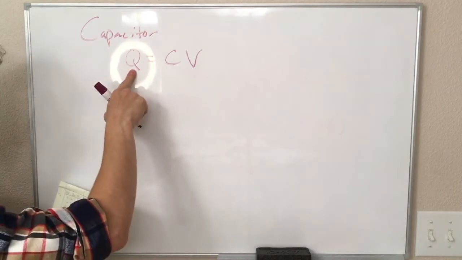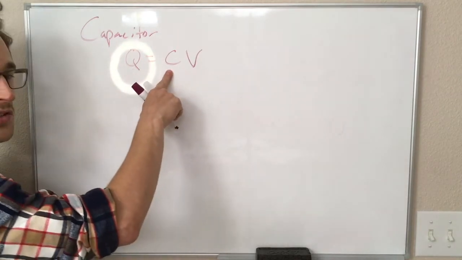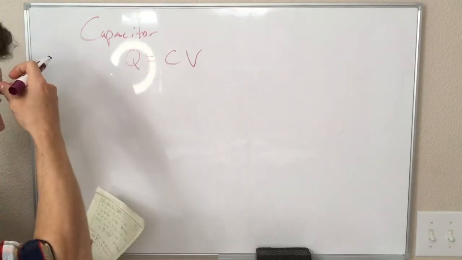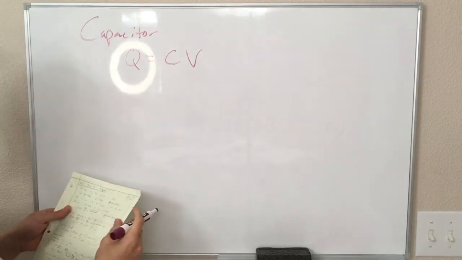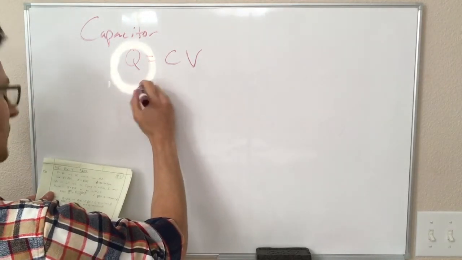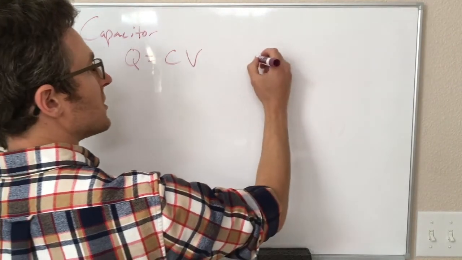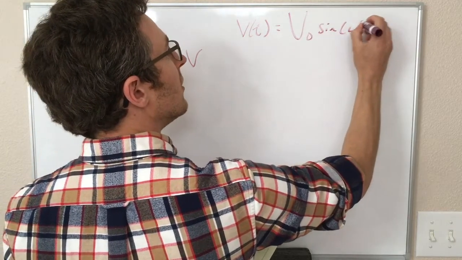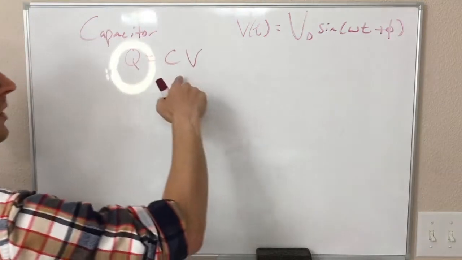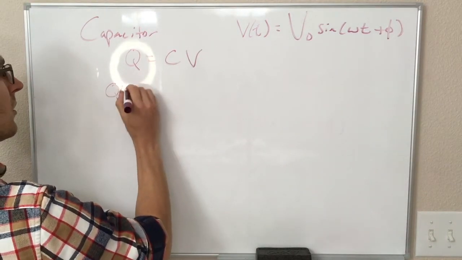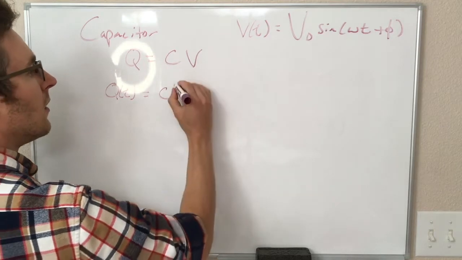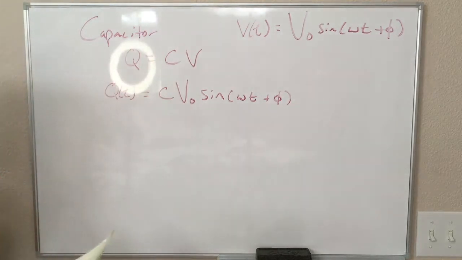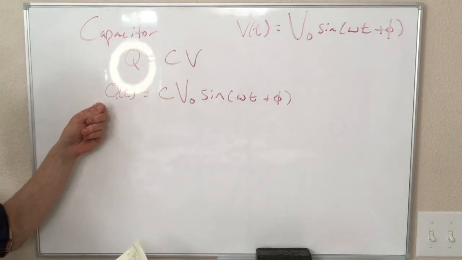So if our charge is a function of time, our capacitance is constant. That means our voltage is also a function of time, or vice versa. If our voltage is a function of time, our charge must also be a function of time. So we can write this as, if this voltage is still, I'll write that up here, V of t is equal to V naught sine of omega t plus phi, right? So we can plug that in here. So Q of t equals C V naught sine of omega t plus phi. Okay.